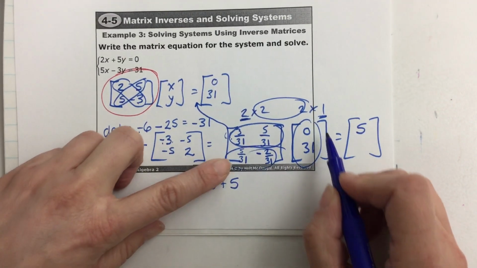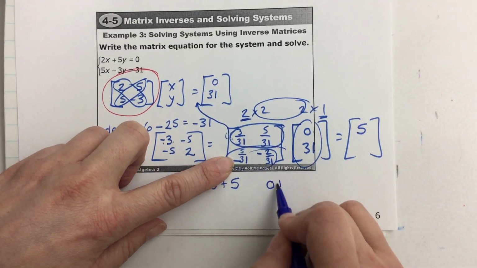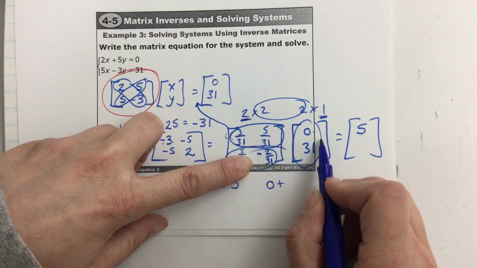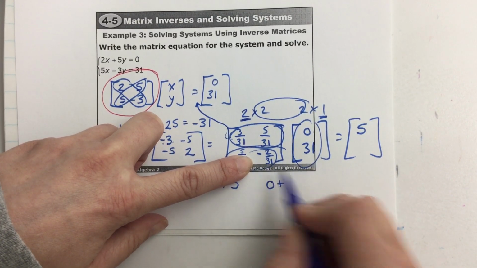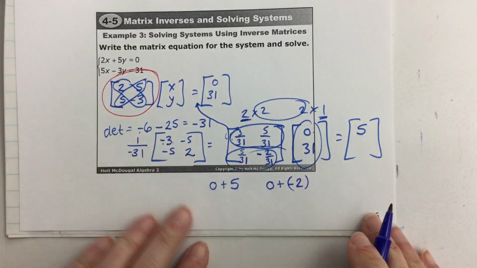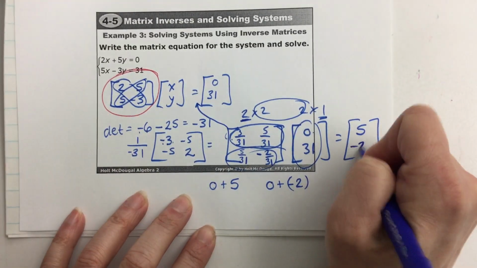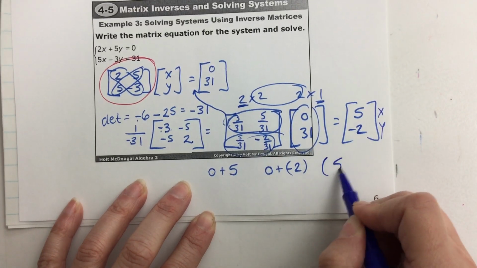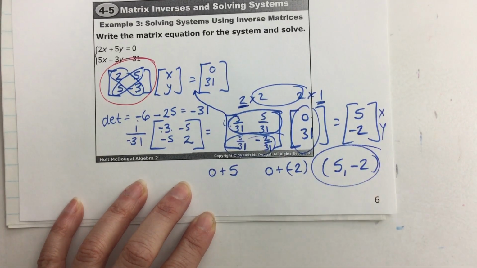Now I go to the second row. 0 times 5 over 31 is 0, plus negative 2 over 31 times 31. Again, the 31 would cross cancel the 31, leaving you a negative 2. 0 plus negative 2 is negative 2. So these are your solutions. Your x is 5 and your y is negative 2.